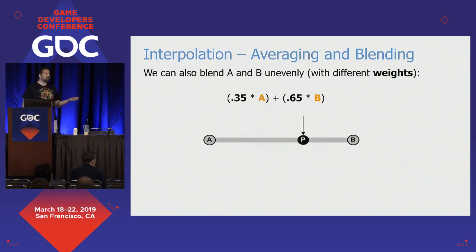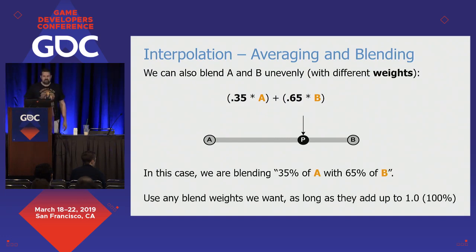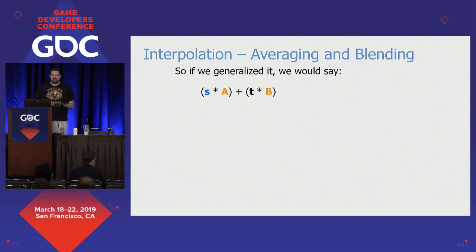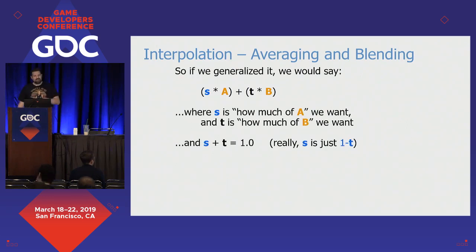Of course, we don't have to do 50-50. We can do 70-30 or whatever adds up to 1, right? So this is 65% B mixed with 35% of A. We can use any blend weights we want, 2 or 3 or however many, as long as they add up to 1, right? So in general, I would say there's some amount of A mixed with some amount of B, right? And S is how much A I want, and T is how much B I want. But really, there's just T, and I'm using S to mean whatever's left over, right?